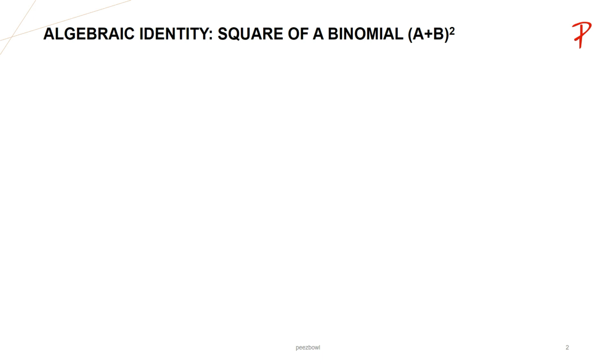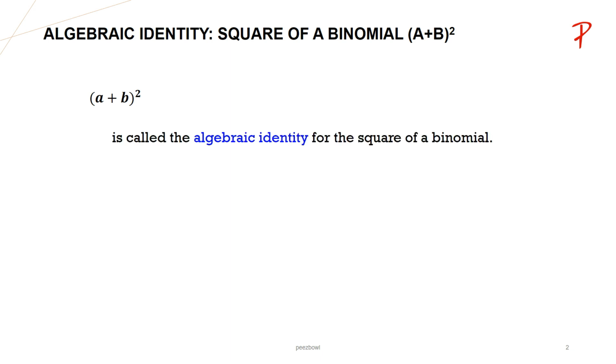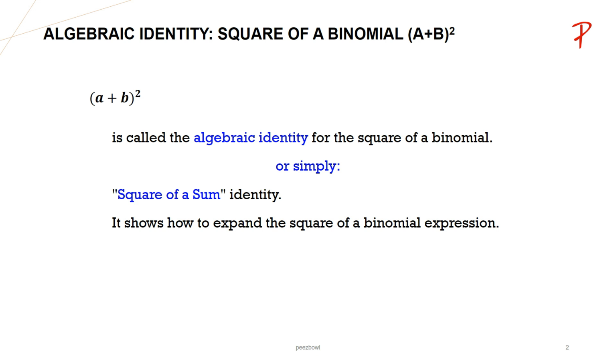Hi, today we are going to explore one of the most important algebraic identities in math, that is (a + b) whole square. But what does it mean actually and why is it useful? Let's break it down. It is called the algebraic identity for the square of a binomial, or in simple words, the square of a sum identity. It shows how to expand the square of a binomial expression.